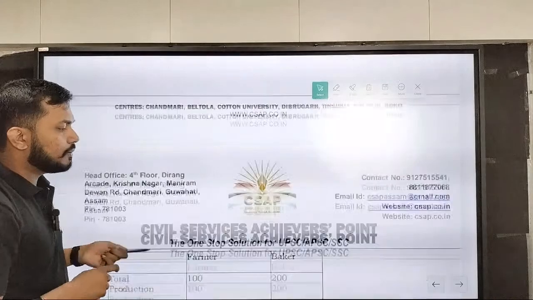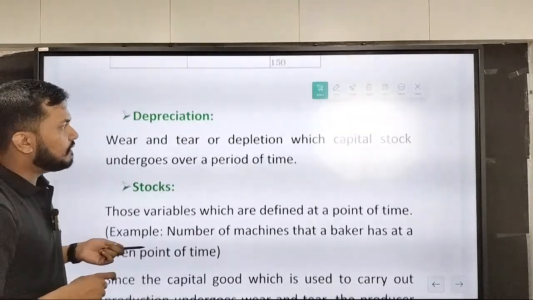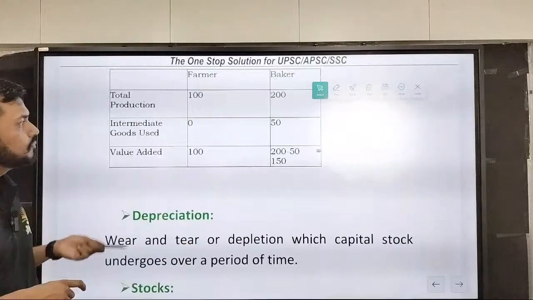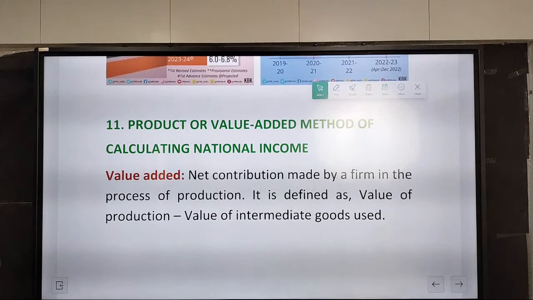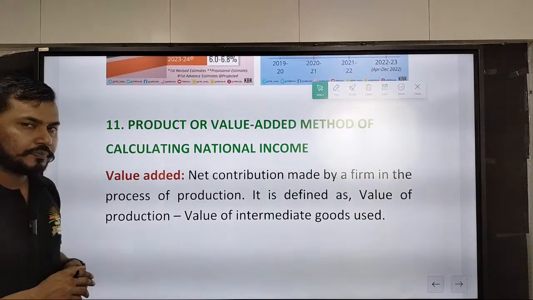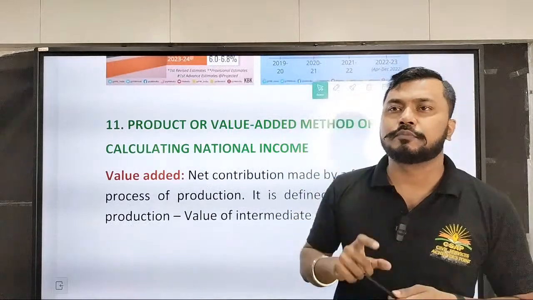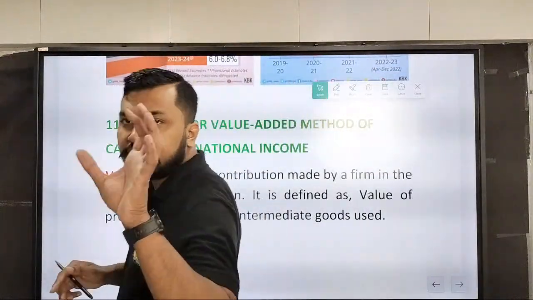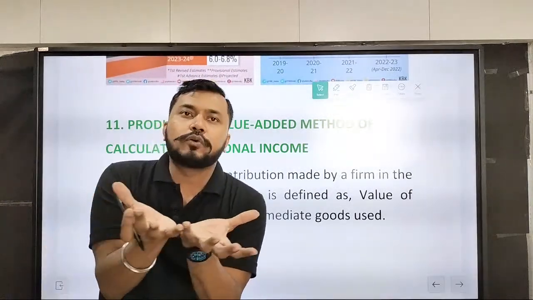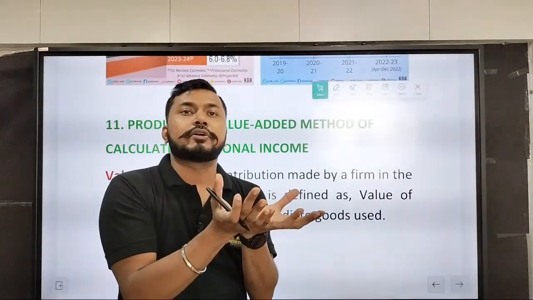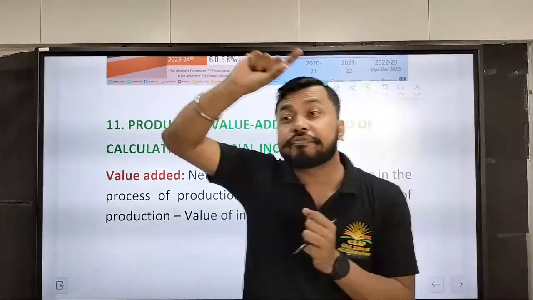Now let us talk about value addition, that is the product or value added method of calculating national income. What do we understand by national income? National income of any country means the complete value of the goods and services produced by the country during any financial year. What is GDP? Only the finished goods.